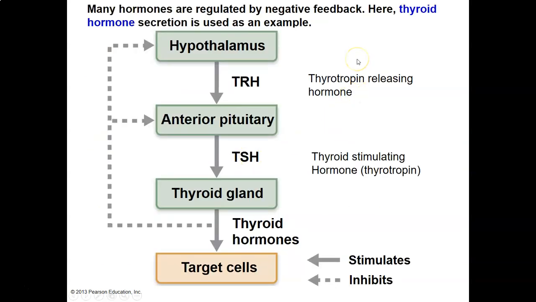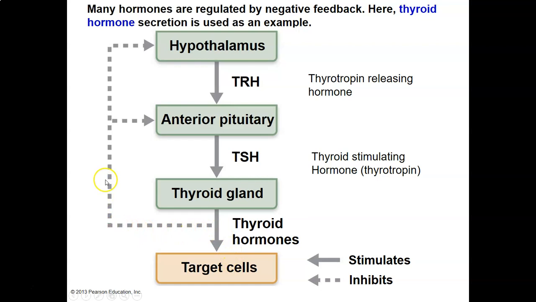Many of the hormones are regulated by negative feedback. So we see the hypothalamus releases thyrotropin releasing hormone. So now you see that name comes into play. TSH is also called thyrotropin. So thyrotropin releasing hormone causes the anterior pituitary to release thyroid stimulating hormone, or thyrotropin. That in turn causes the thyroid gland to release thyroid hormone, which then acts on its target cells.